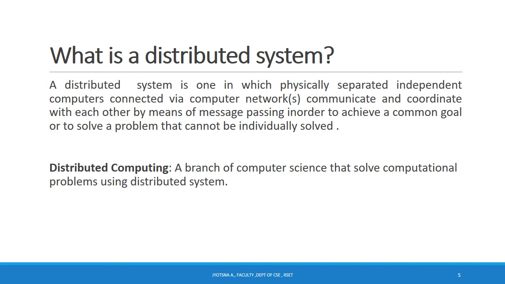Let's begin module 1 with the definition of distributed system. A distributed system is one in which physically separated, independent computers connected via computer networks communicate and coordinate with each other by means of message passing in order to achieve a common goal or to solve a problem that cannot be individually solved.